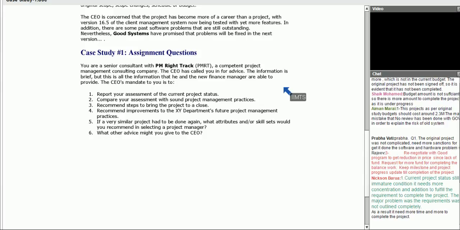Nixon says the current project status is still in an immature condition. It needs more concentration and additions to fulfill the requirement. It was not outlined completely. As a result, it needs more time and more money to complete the project.